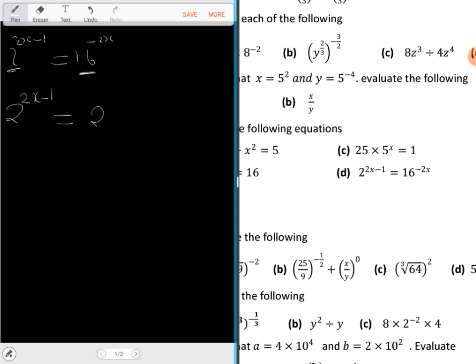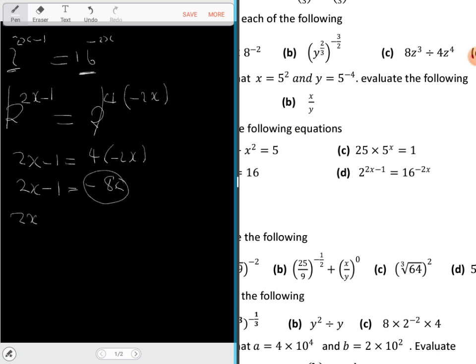So if I have to have 2 here, I must be able to find the power of 2 that will give me 16, and that is 4. Remember, I have another power already, so it becomes like that. So I'll cancel this and this so that I can remain with 2x minus 1 is equal to 4 times negative 2x. So this will be 2x minus 1, which is equal to 4 times negative 2, you get negative 8x.